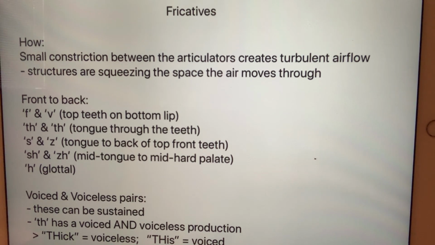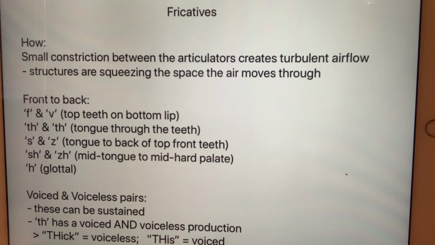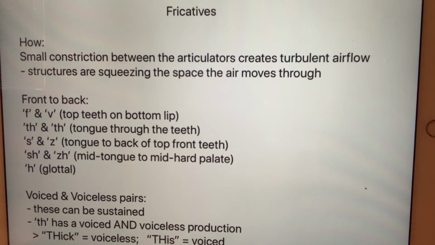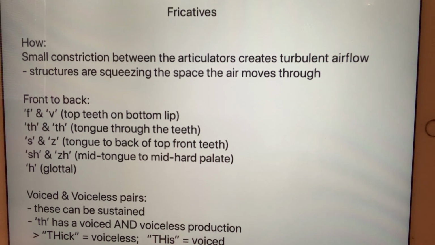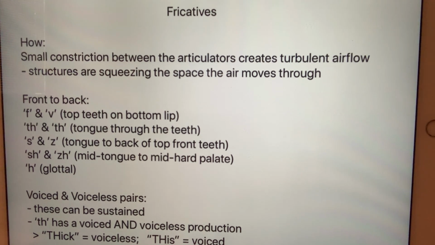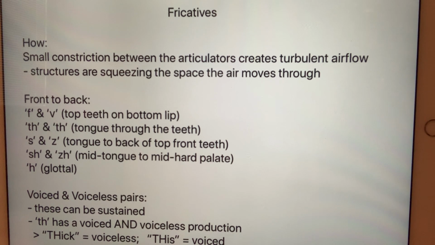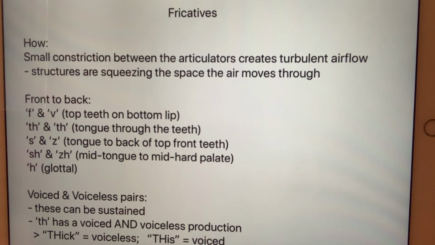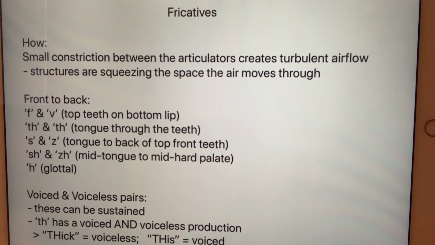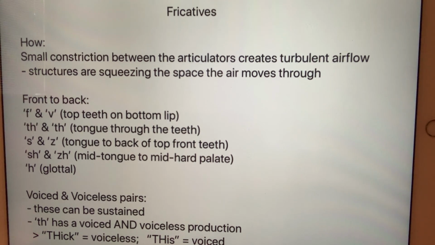Fricatives. How do we make them? Well, a fricative is actually a small constriction between the articulators. So articulators are, we talked about, those two pieces of anatomy that come together. So it's a small constriction between the articulators, creating turbulent airflow during that consonant production. Wow, that's a lot of words, isn't it? Really, it's just our structure squeezing the space that the breath moves through. And so it creates some turbulent sound or kind of extra airflow sound.